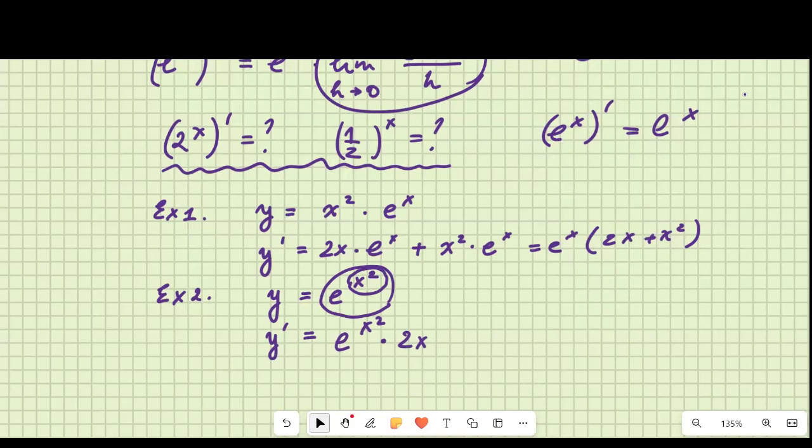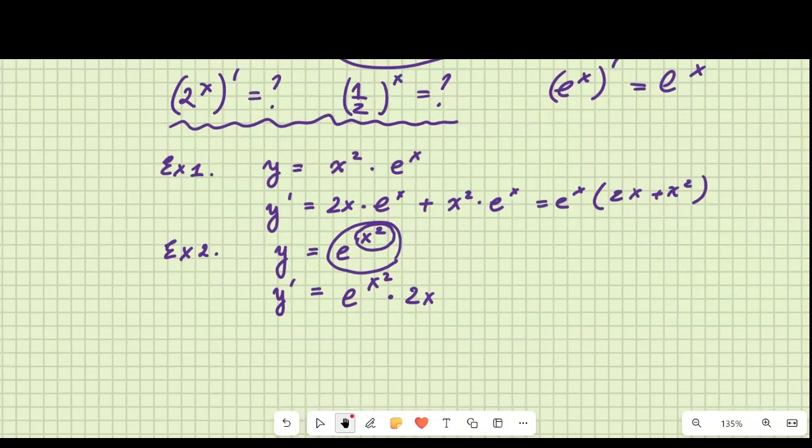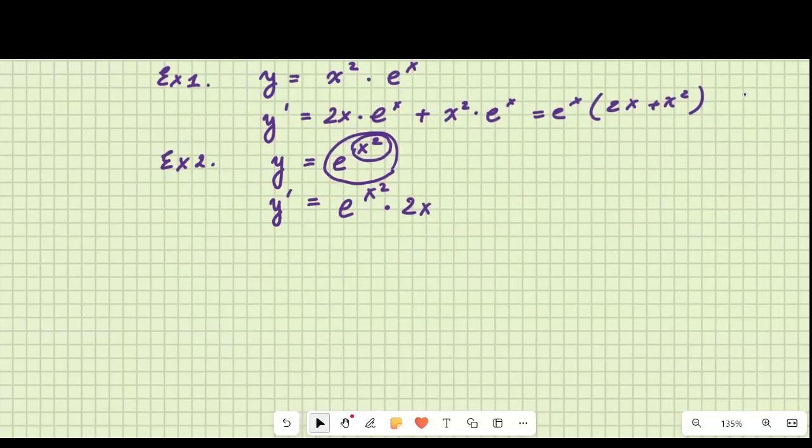Now, guys, let's see how the graph of the function is going to look, and then discuss a little bit how to integrate the exponential function. So now let's consider the function f of x equals e to the power of x.